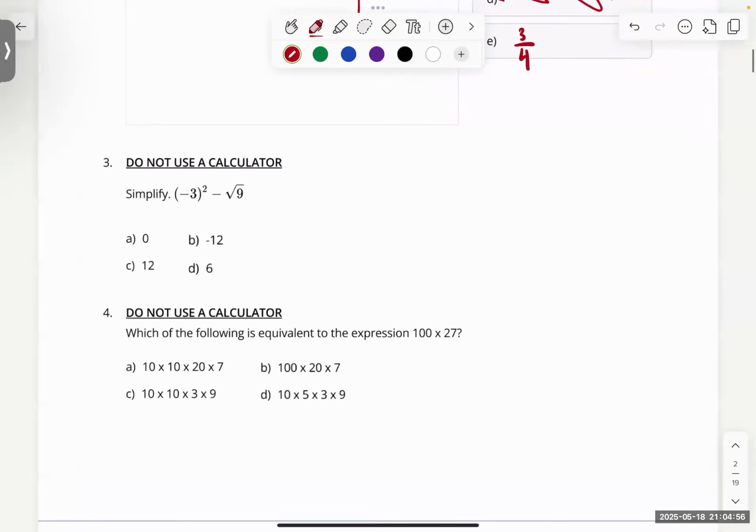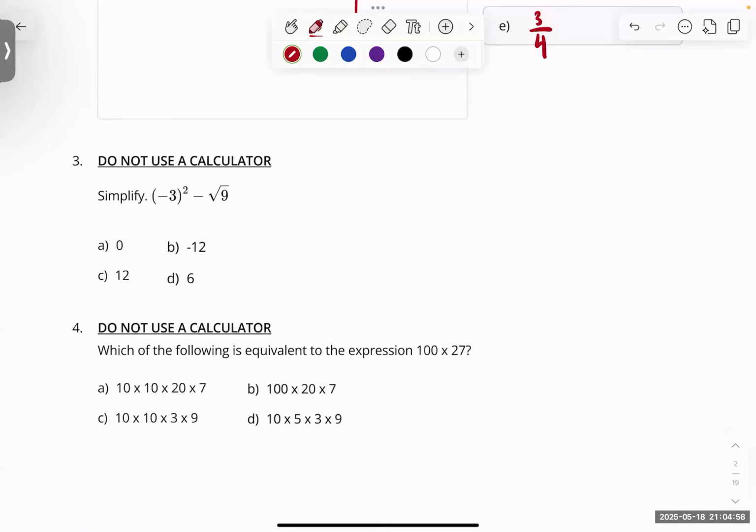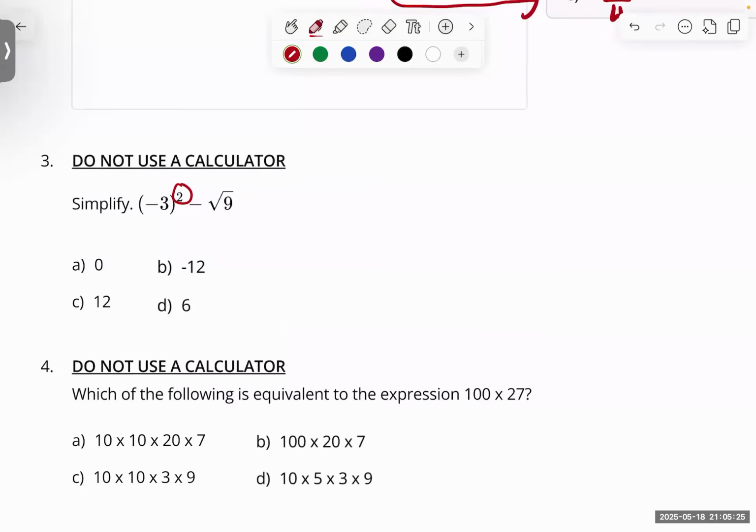Okay, number 3, simplify. So I know a lot of us kind of struggled with stuff like this, but again, just like how we read sentences, we read from left to right. Well, it's the same thing with mathematical expressions like this. So we can tackle stuff one at a time from left to right. So -3 to the power 2. What is that little 2 right there?